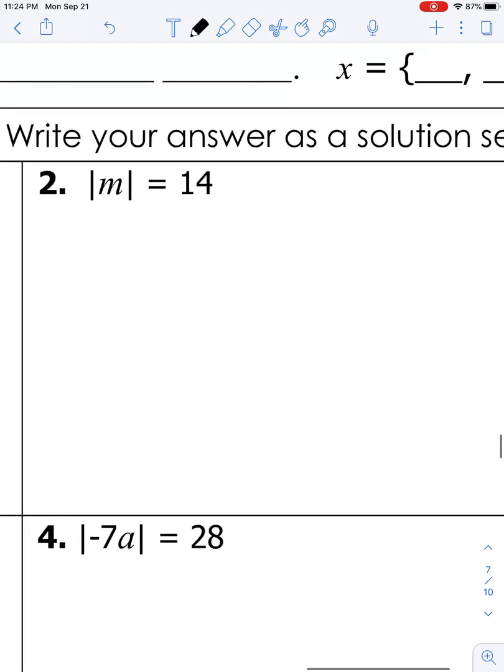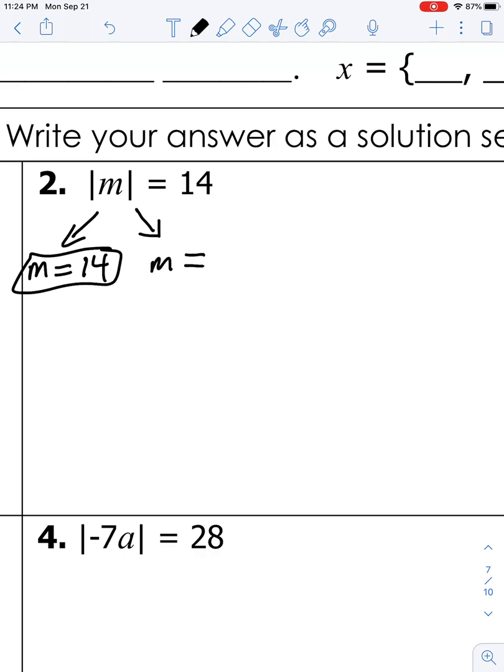Number 2. Again, these all work the same way. First, I'm going to take what's on the inside of the absolute value, and then I'm going to set it equal to what's on the other side. So m equals 14. Well, that was easy. Then on my second arrow, I'm going to bring it down and set it equal to the opposite sign of whatever's on the other side. So not 14, but negative 14. And boom, I have my two answers. I know, super simple. You're like, wow, that's easy.